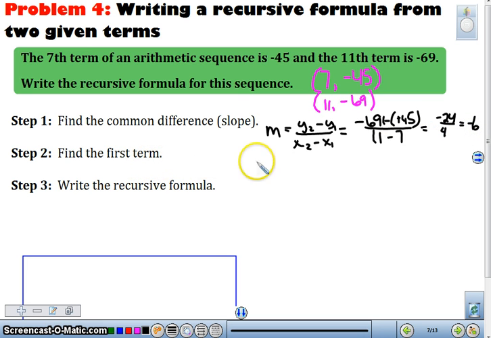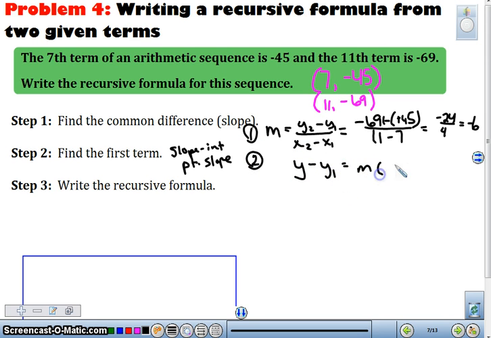How do we find the first term? Well, we want to start with, I think, the easiest form of the equation to find the first term. You either want to start with slope-intercept or point-slope. To me, point-slope makes a lot more sense. So I'm going to start with y. So this was step 1. Step 2 is a long step. Step 2, you're going to put y minus y1 equals m times your x minus x1.